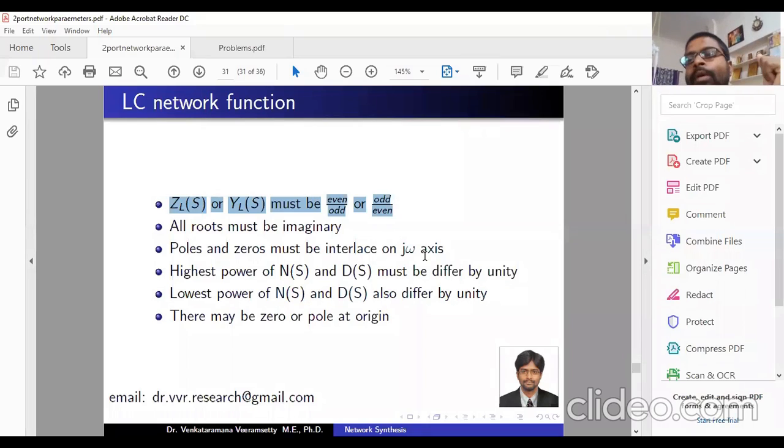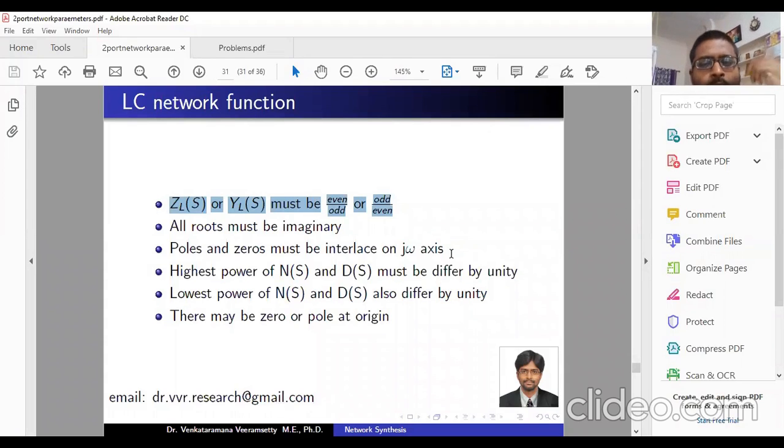At the same time, you have to observe another thing, that is the zeros and poles must be interlaced. Interlaced means the zeros and poles will be coming in an alternating fashion: zero, pole, zero, pole, zero, pole, like that. The zeros and poles on the imaginary axis in the S-plane must be interlaced. Nothing but they must come in an alternating fashion. That is the third point.